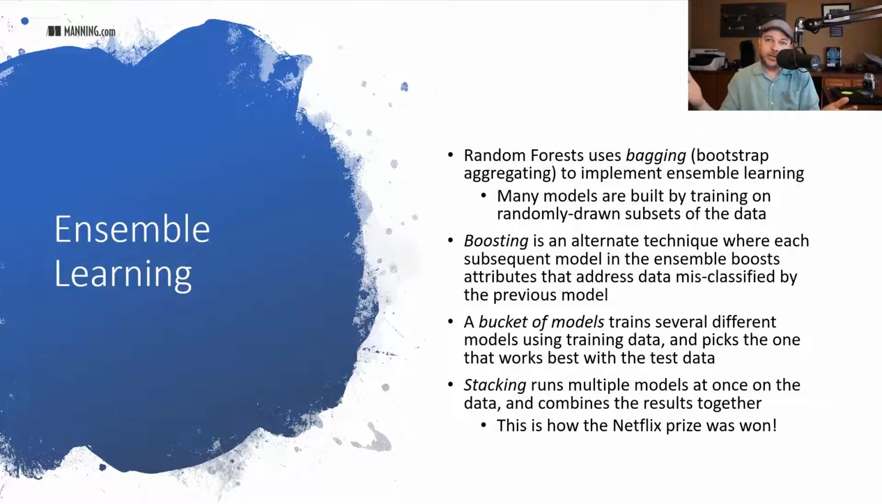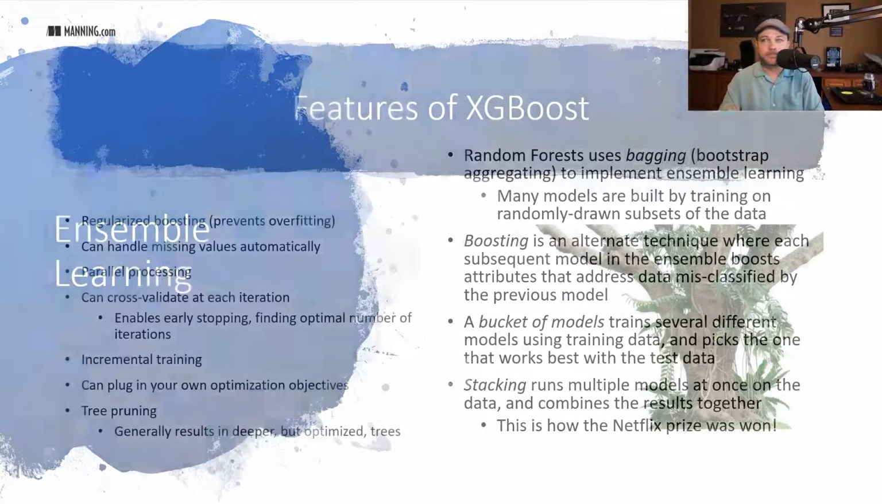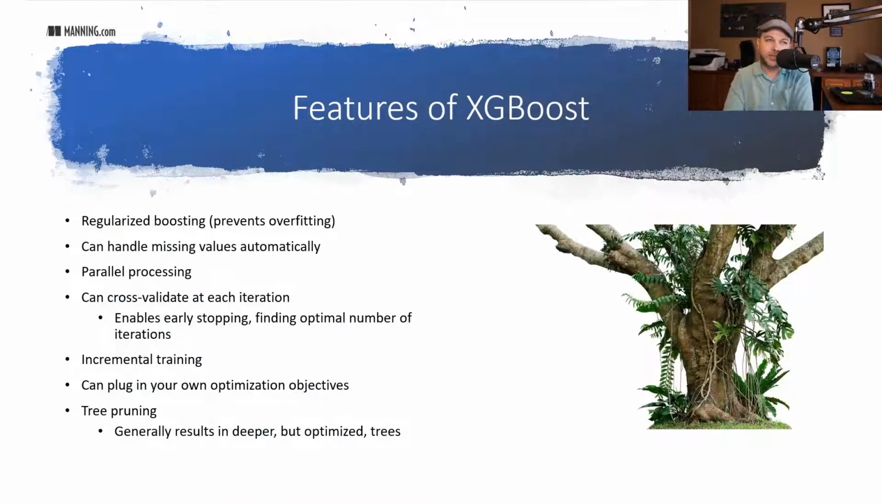There are some other techniques in ensemble learning as well. A bucket of models. Basically, you train several models using training data and pick the one that works the best. Or stacking, where you just have multiple models running at once. They can be completely different models using completely different algorithms, and you just combine all the results together. If you remember the Netflix prize, where they had a $1 million prize for improving their movie recommendation system, that was actually the approach that worked the best for that one. Let's get back to XGBoost.